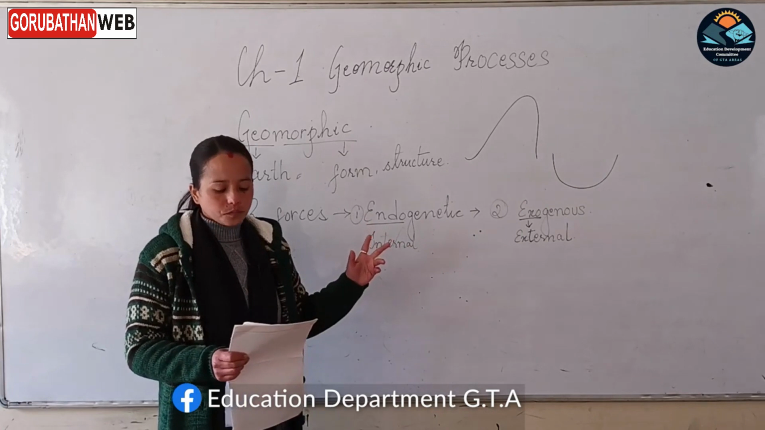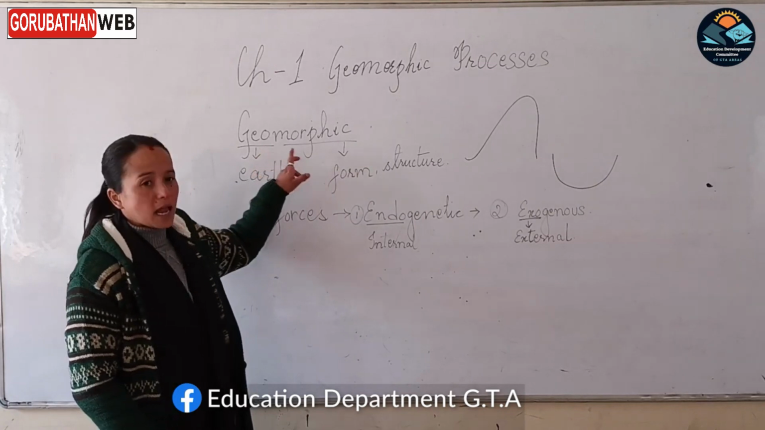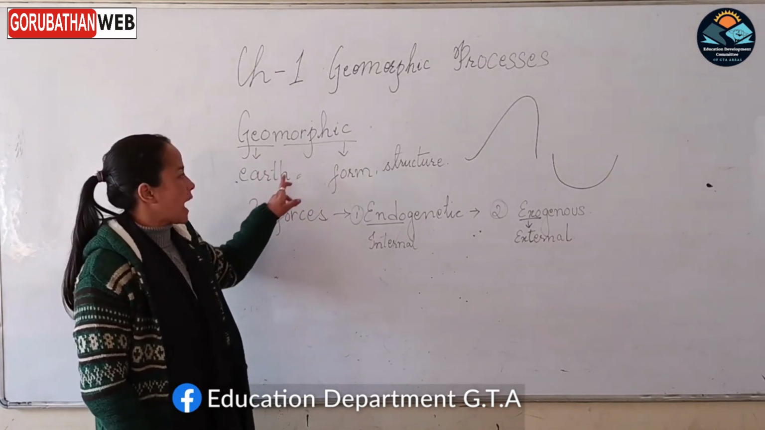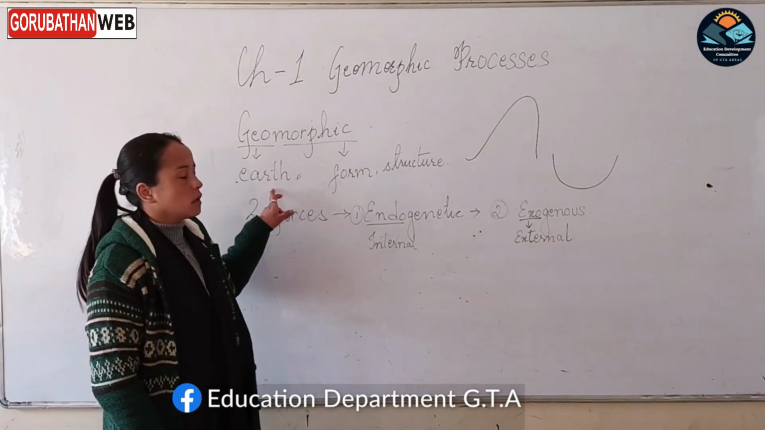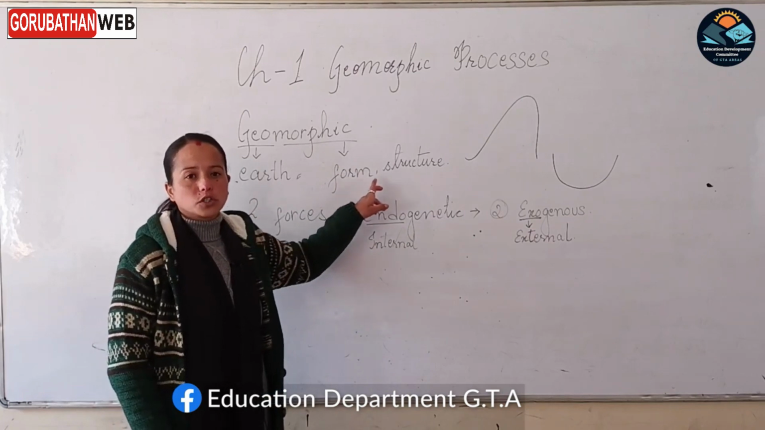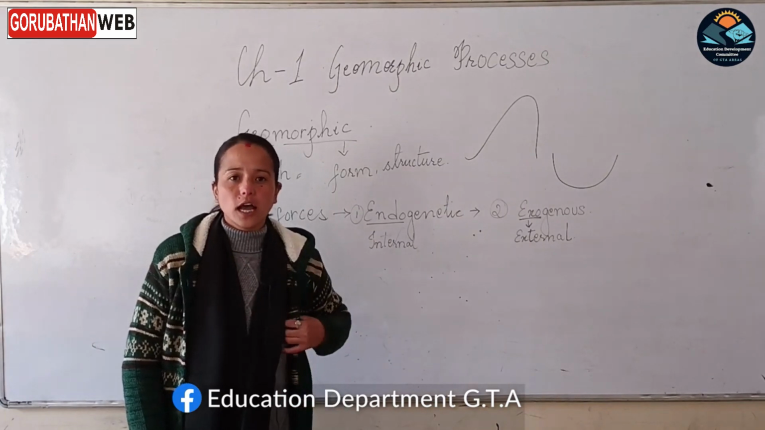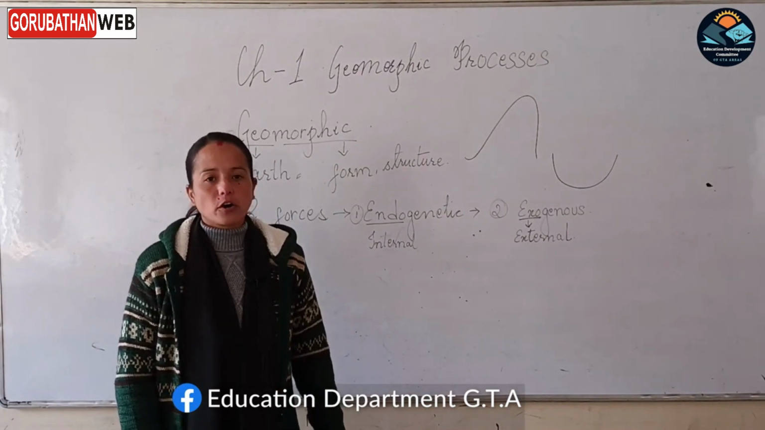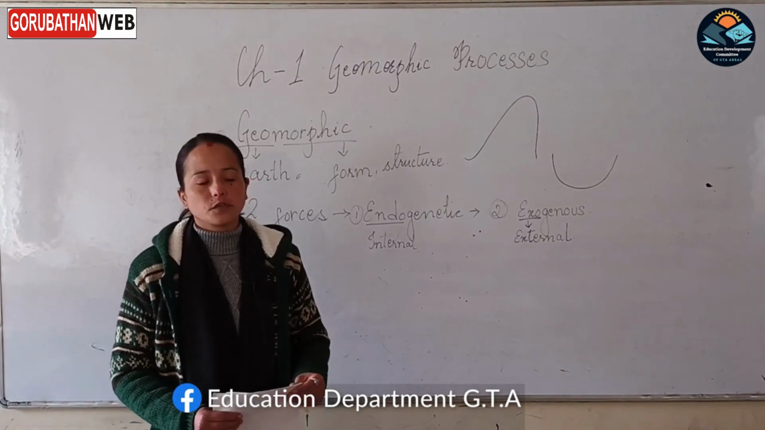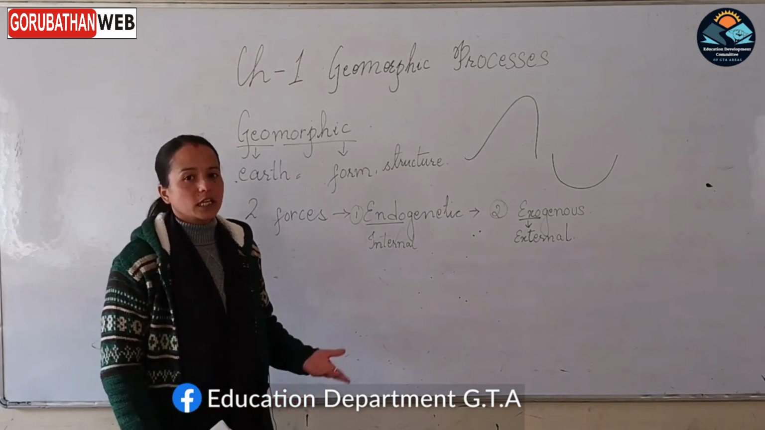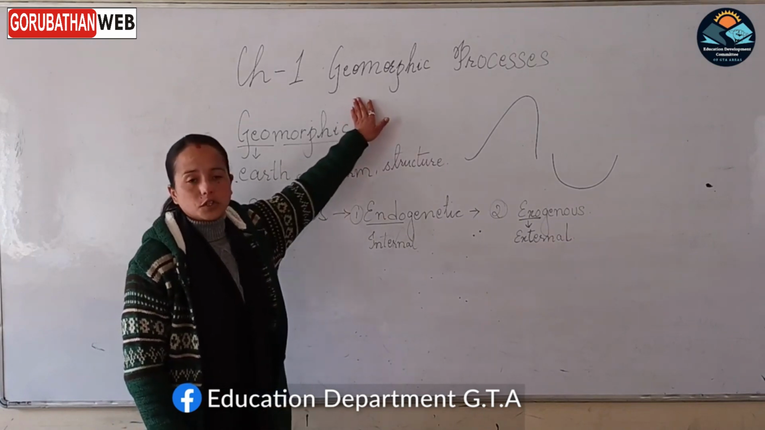So the word geomorphic is made up of two terms, geo and morphic, where geo means earth and morphic means the form or the structure. So geomorphic means the earth's form, landform or the structure. So various landforms are present on the surface of the earth. Earth is not a flat or a leveled land, so it has many irregularities, or the surface of the earth is uneven. It has many features on the surface of the earth. So this is all the result of the geomorphic process.